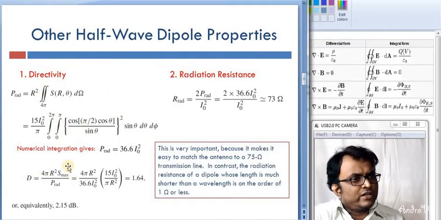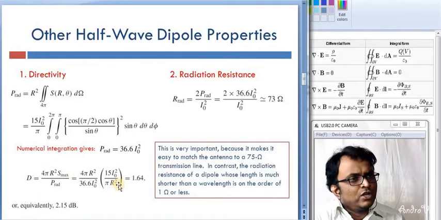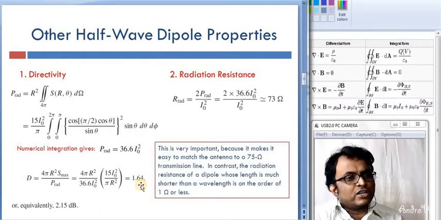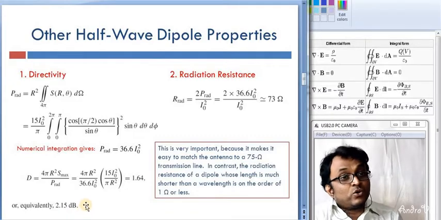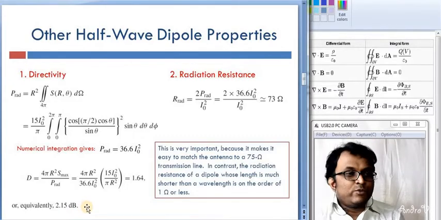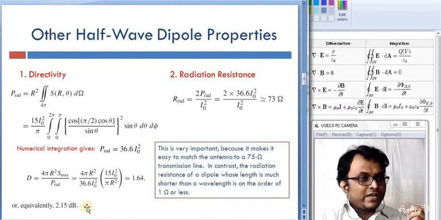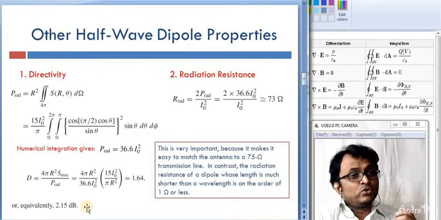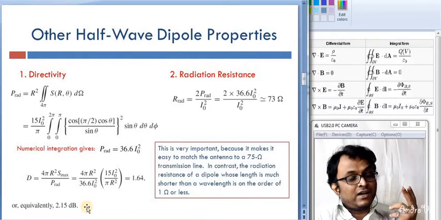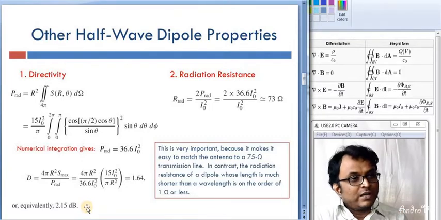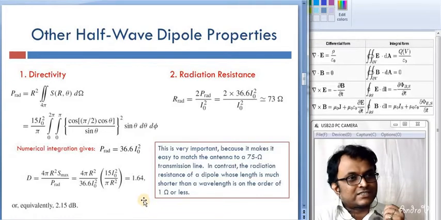So if I divide it, I get the value for a particular direction, and for a lambda by 2 dipole antenna the value comes to 1.64, and converted to dB it will be only 2.15 dB. So imagine a single dipole antenna can give you only 2.15 dB gain, whereas for satellite communication you require around 34 dB gain. So how much arraying is required for these cases?